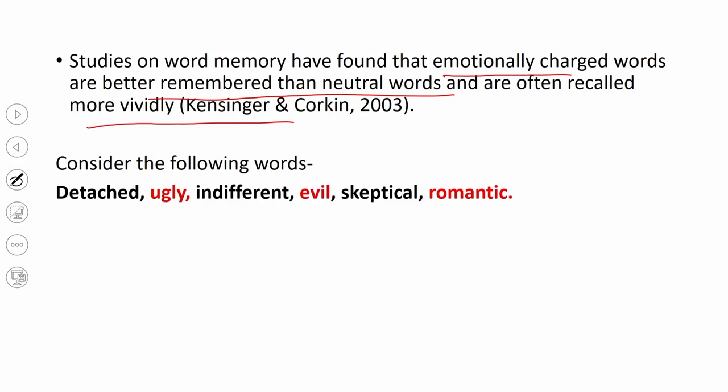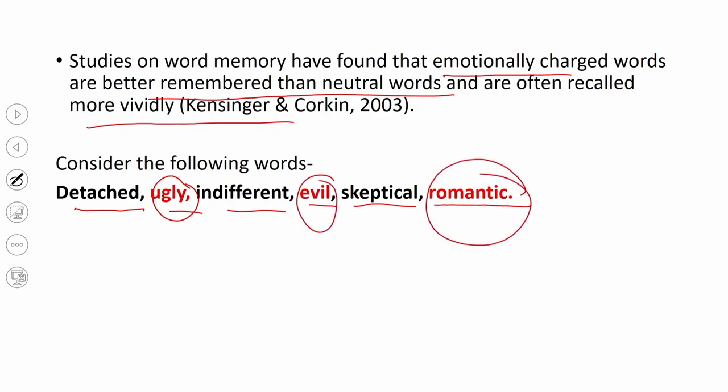For example, consider the words shown here: detached, ugly, indifferent, evil, skeptical, romantic, and so on. You can see some of these words have emotions associated with them, such as those shown in red, like ugly, which could evoke some emotion. Evil can also evoke some emotion. Romantic can also evoke some emotion. As compared to these, the black words are mostly neutral words, like detached, indifferent, skeptical. When such words are presented, people generally tend to remember the emotional words much better, and they may forget the neutral words. Remembering of emotional words is generally much better, most of the research shows.